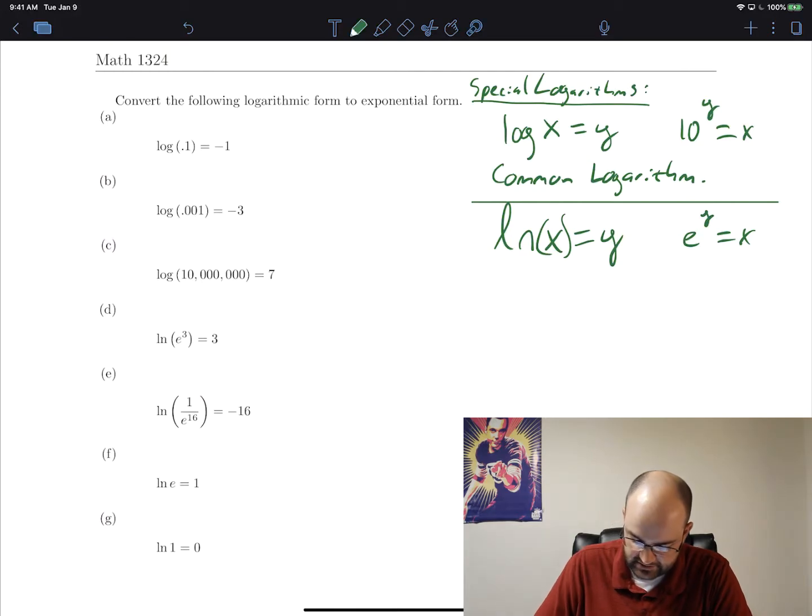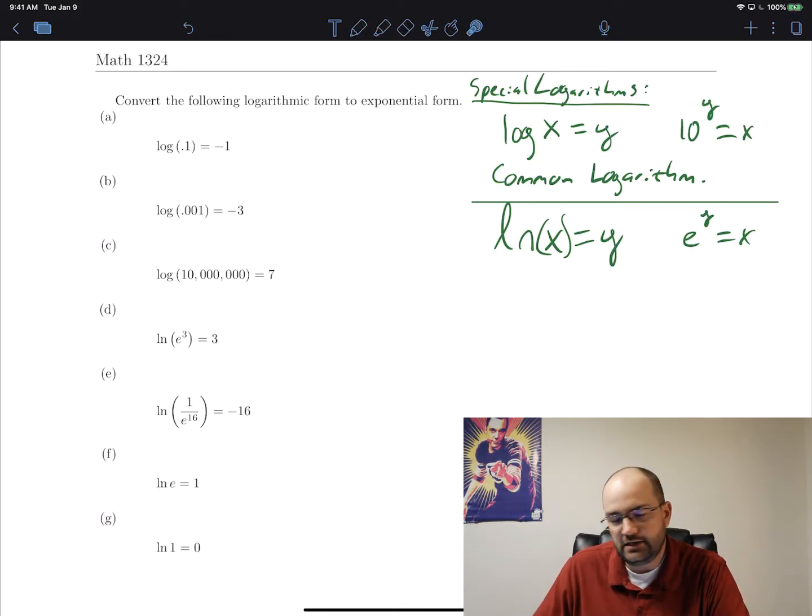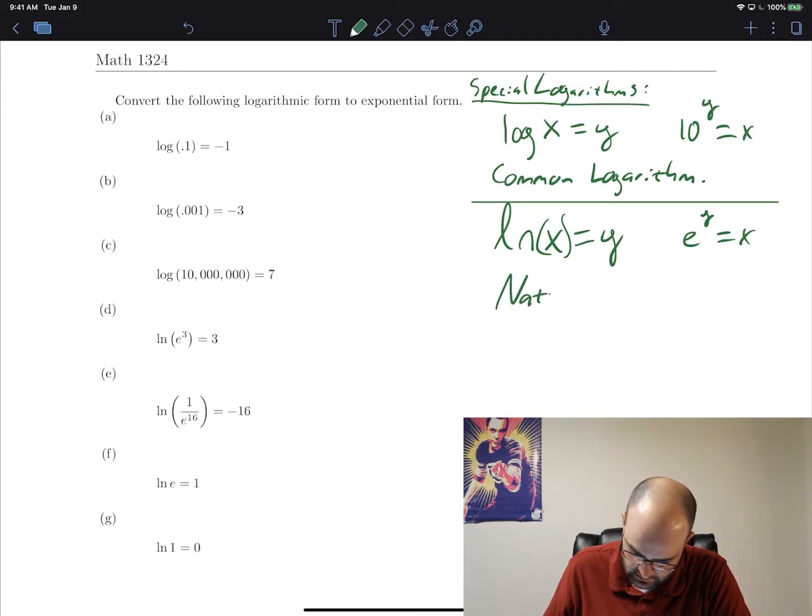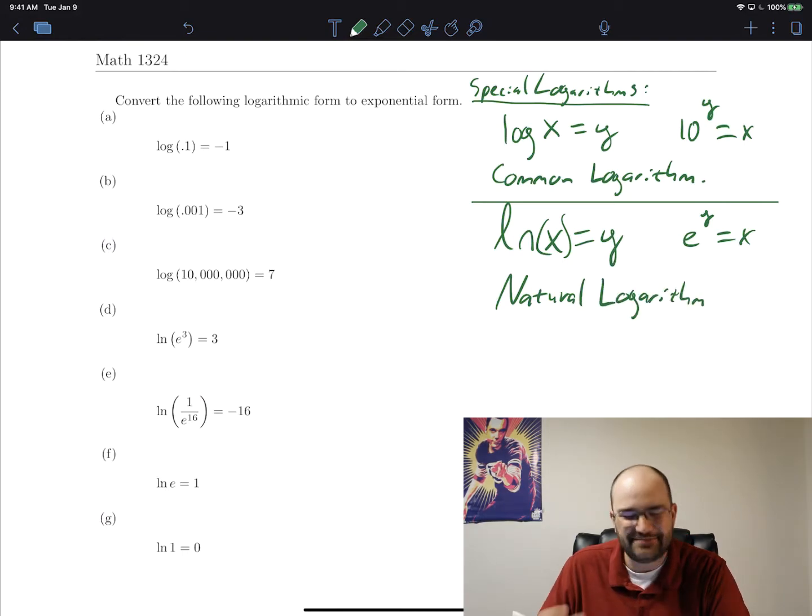Now, the reason that this is called ln of x is that it has a base of e. And e is called the natural number. It's approximately 2.718281828. It's really not just that number. It's the limit as x goes to infinity of 1 plus 1 over x all to the x power. But the name for this particular logarithm is the natural logarithm, because its base is the natural number, e.